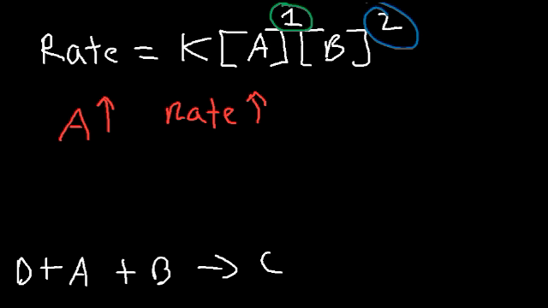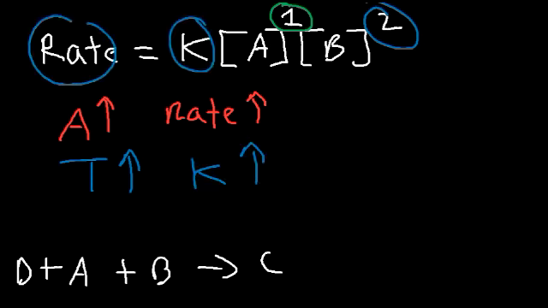Now for B, it's squared. If you double the concentration of B, 2 squared is 4. The rate is going to quadruple. If you triple the concentration of B, 3 squared is 9. The rate is going to increase by a factor of 9. So whenever you increase the concentration of a reactant, the rate of the reaction is going to increase. Now, if you increase the temperature of the reaction, the rate constant K goes up, and K is proportional to the rate. So whenever the rate constant goes up, the rate of the reaction goes up. So anytime you raise the temperature, the reaction speeds up.